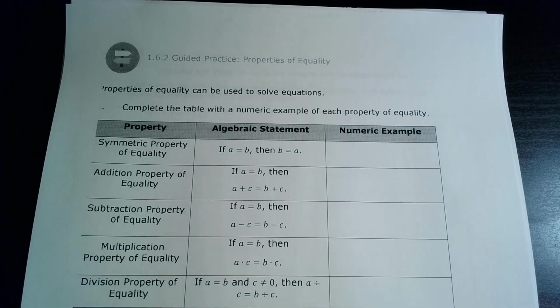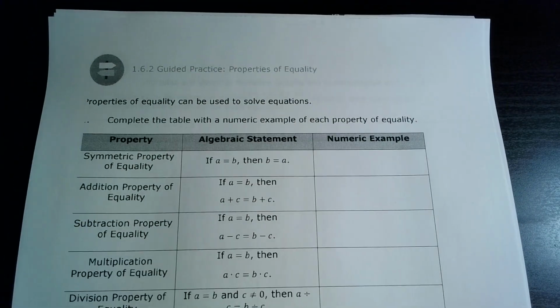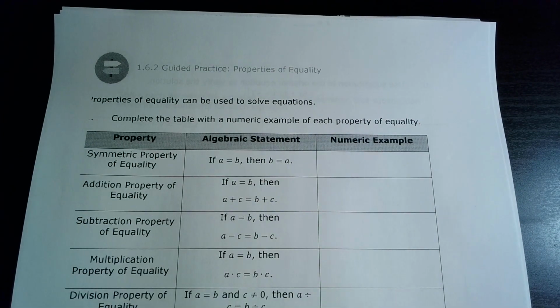So 1.6.2, properties of equality. And this was really difficult to try to explain, because it looks better with letters than it does with numbers. I'll try to do a better job with it on here.